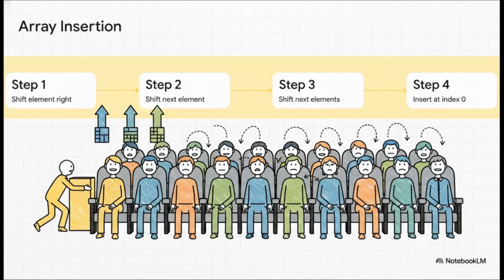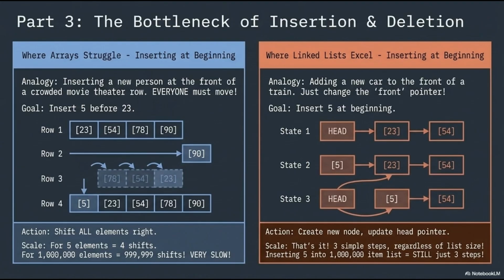It has an O(n) insertion time at the beginning because it has to shift every single element one memory slot over. To really grasp the scale of this, imagine you have an array with 1 million items, and you just want to insert a single new element at the front. Your computer has to execute 999,999 sequential shifts before it can even place that new piece of data. I mean, that creates a massive, massive performance bottleneck in your software.